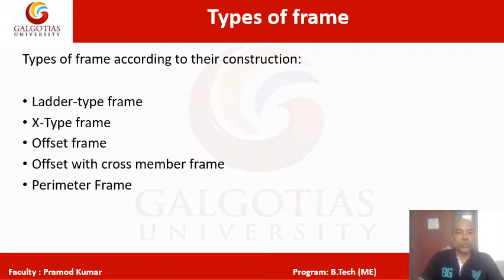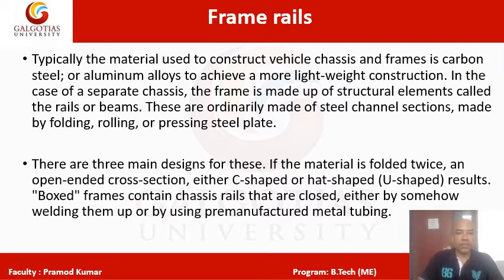These are the types of frame according to the construction: ladder type frame, X type frame, offset with cross member frame, and perimeter frame. So let's discuss the different frames. The first is the frame rails.